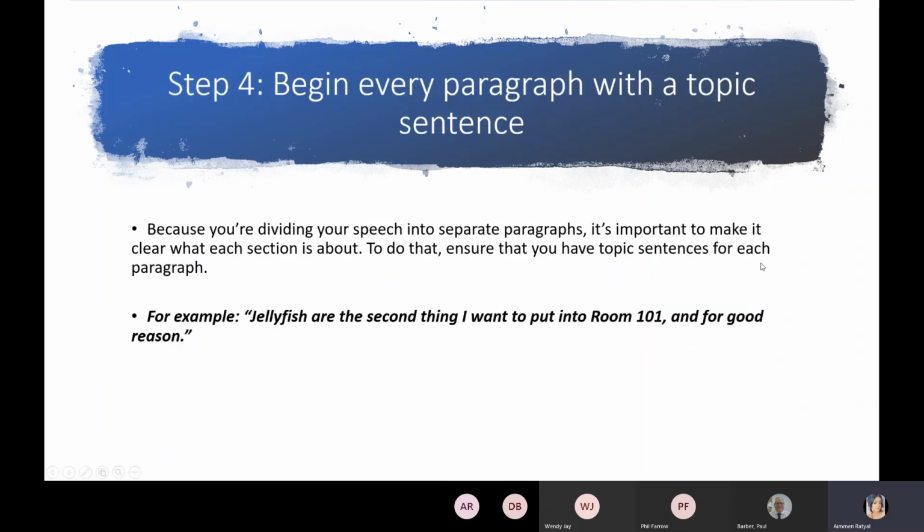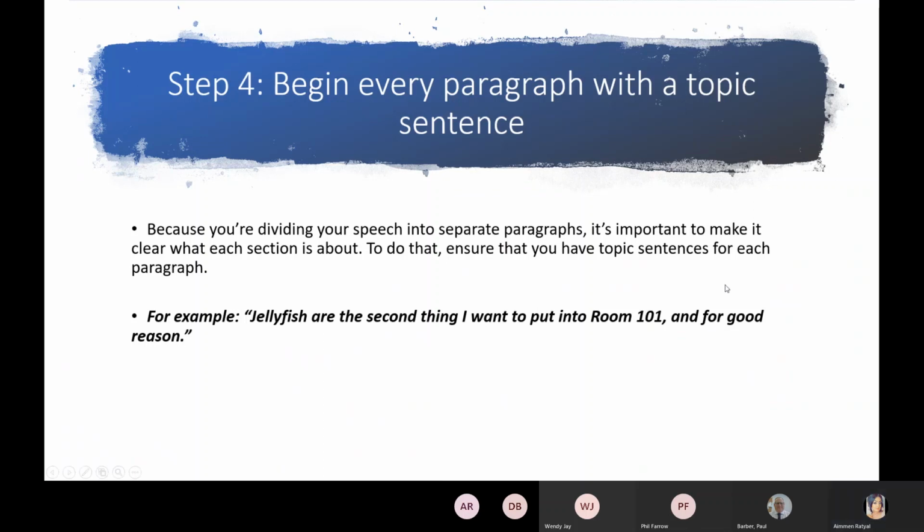So step 4, begin each paragraph with a topic sentence. Because you're dividing your speech into separate paragraphs, it's important to make it clear what each section is about. So to do that, ensure you have a topic sentence for each paragraph. So an example of this could be: jellyfish are the second thing I want to put into room 101, and for good reason. So that could be the starting title of that paragraph, and then you can go into detail about what it is you're talking about and your point.